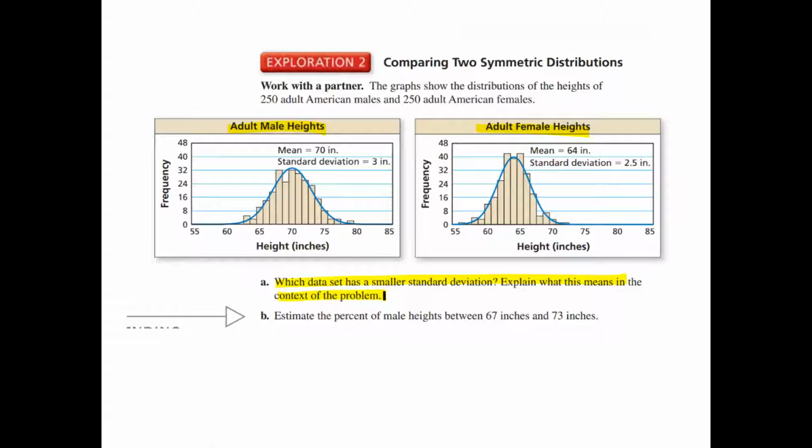And remember, standard deviation is something we talked about yesterday, from week 13 Thursday. So if you did not watch that video, make sure you do. Standard deviation basically means how spread out the data is among heights. And then B, estimate the percent of males between 67 inches and 73 inches.